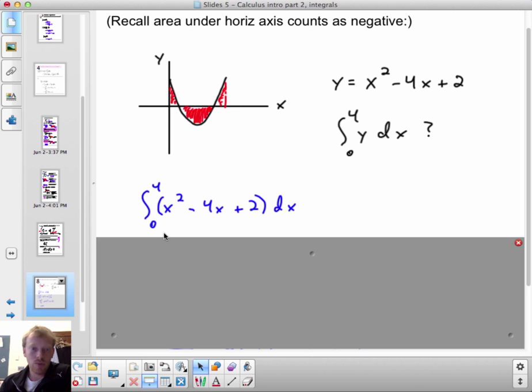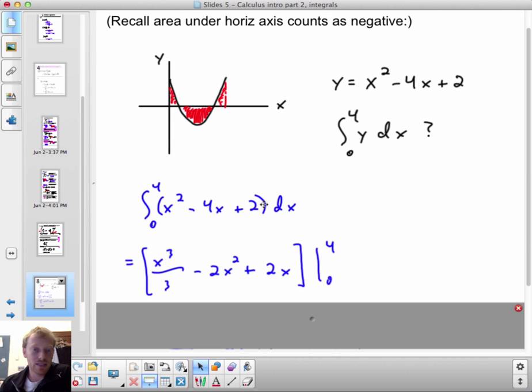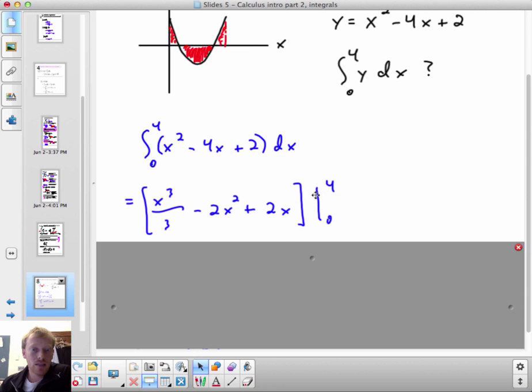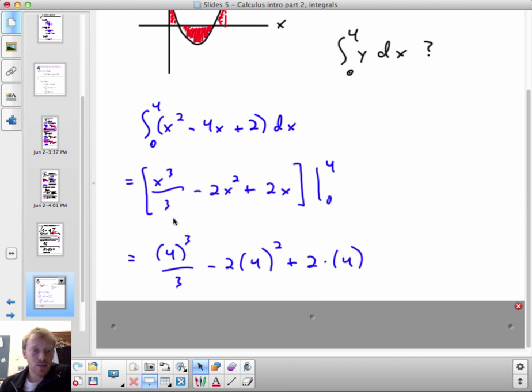Alrighty, so when I take this integral, the integral of x squared minus 4x plus 2 is, let's see, what function has a derivative of this? Let's take the antiderivative of the thing being integrated. x cubed over 3 minus 2x squared, that's what has a derivative of 4x, plus 2x. And we're going to evaluate that between 0 and 4. And let's see, that's 4 cubed over 3. I'm going to substitute the 4 in. 4 cubed over 3 minus 2 times 4 squared plus 2 times 4.